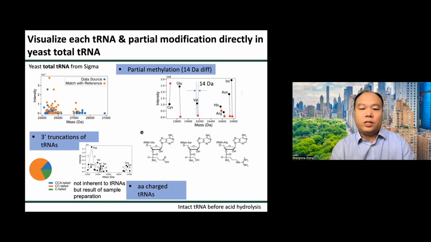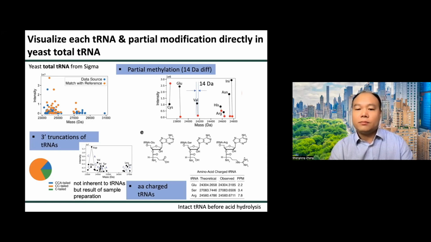More interestingly, as Tao also mentioned, we can deductively determine the charged tRNA. You can see they have three amino acid charged tRNAs. Their mass differences matched very well. So this provides strong evidence they do have this type of tRNA in the total tRNA sample.